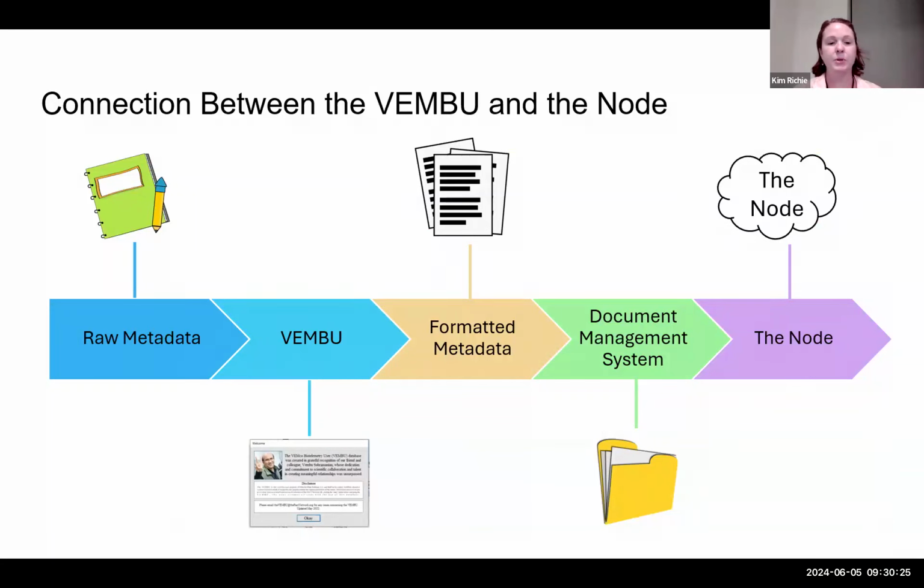So what's the connection between the VEMBU and the node? This was one of the big reasons why we did this. One, because our Excel sheet was a dumpster fire, but also there's the way that you collect data in the field, right? You go out and you deploy a receiver, and then 6 months later, a year later, however long, you go back and you retrieve it.